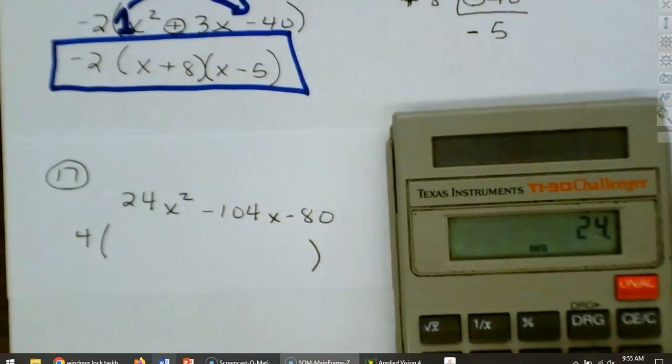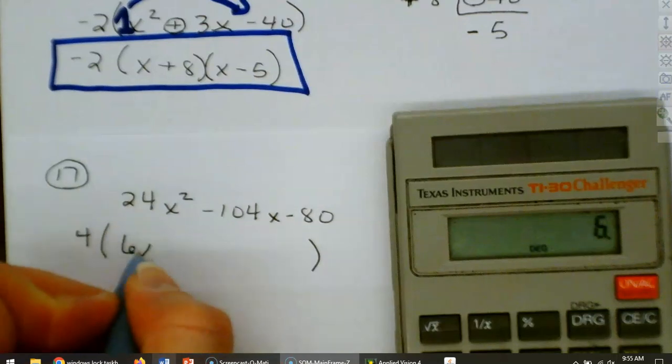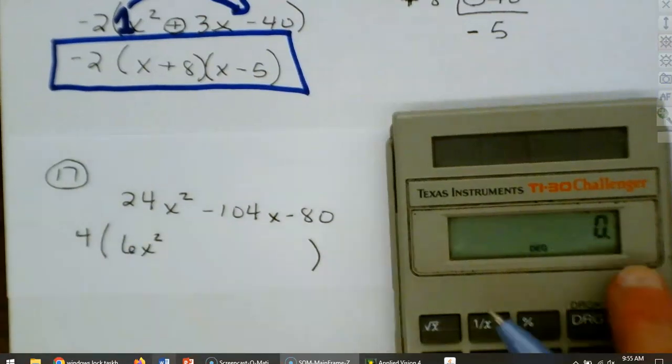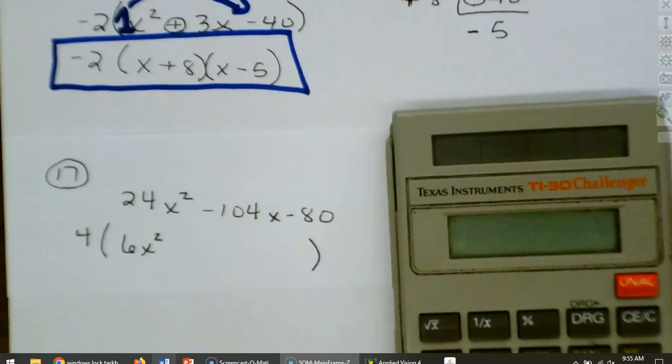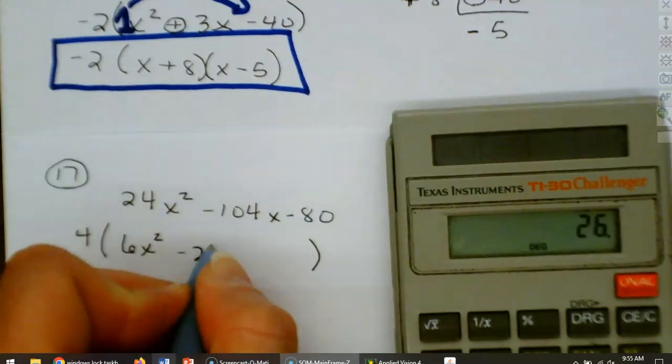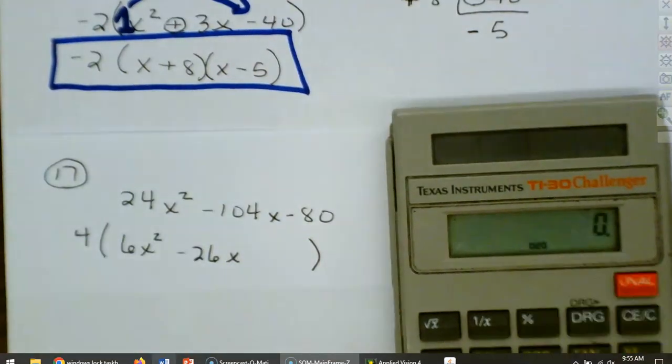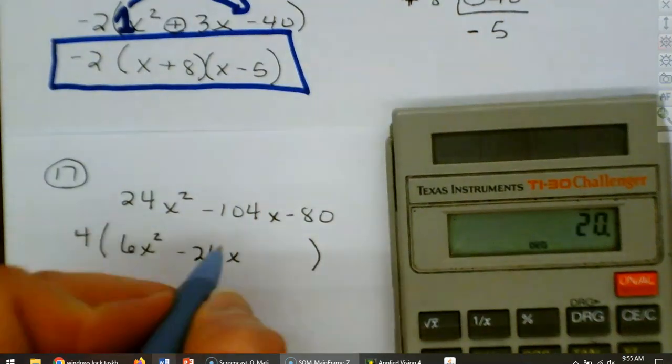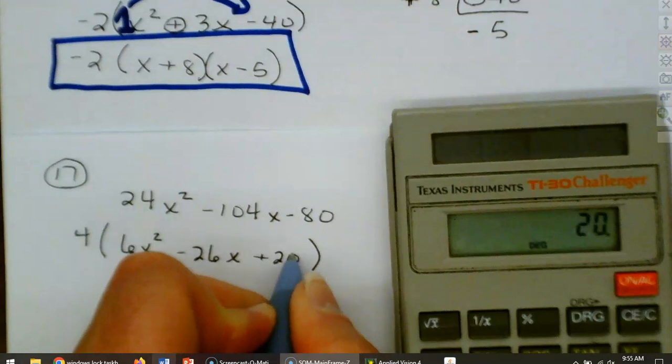So 24 divided by 4 leaves you with the 6x squared there. 104 divided by 4, well, that's a minus 26x there. And 80 divided by 4 leaves you with a 20.